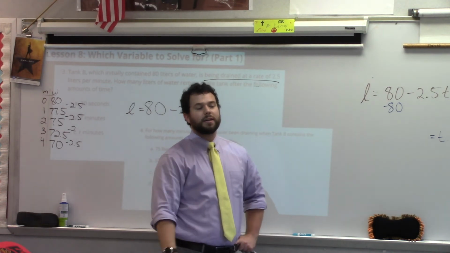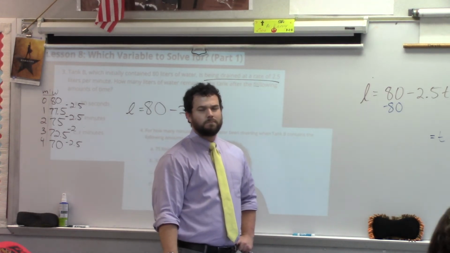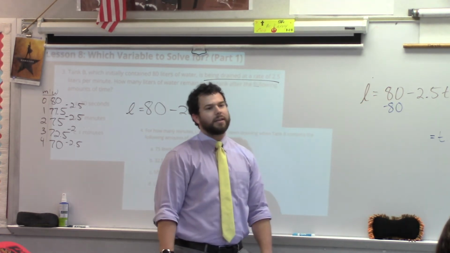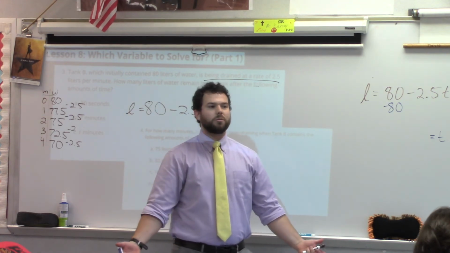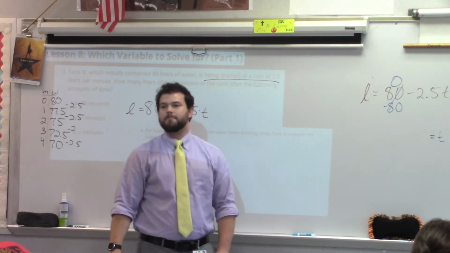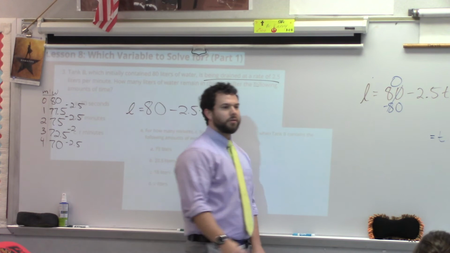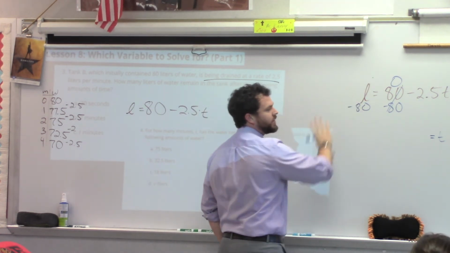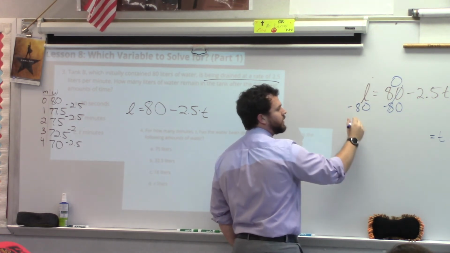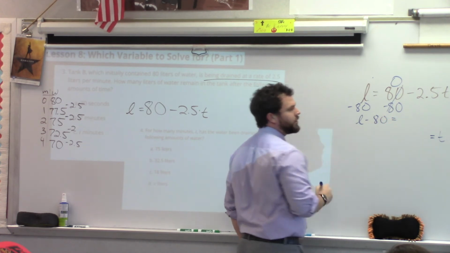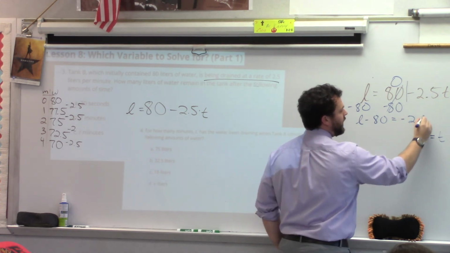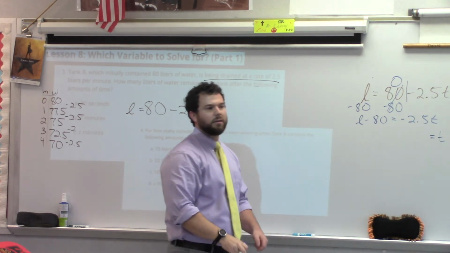Why would I want to subtract 80 here, Gabe? I mean, it might help me get to time, but what am I going to get when I do 80 minus 80? 0. So why would I want to subtract 80? Because it's going to create a 0. Can I subtract 80 just from the right-hand side? Nope, I got to do it from both. So how would I write the left-hand side now? L minus 80 is equal to negative 2.5t. I'm pretty close to getting what t is equal to now.